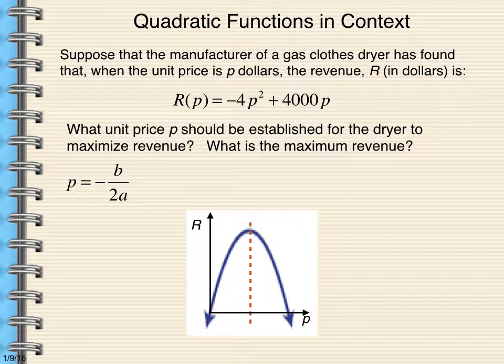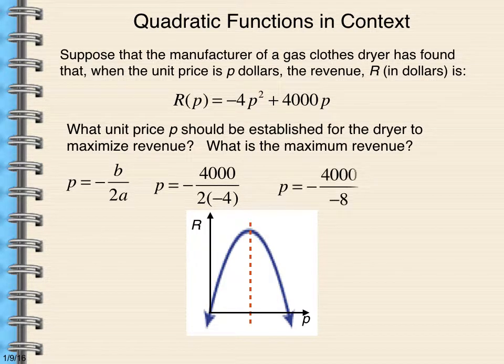So now the B in the given formula is 4,000. So we want the opposite of 4,000 over 2 times negative 4. And we can simplify this fraction. And we get that the price would be $500. So we know that a unit price of $500 would maximize the revenue. And that unit price is the x-coordinate of my vertex.